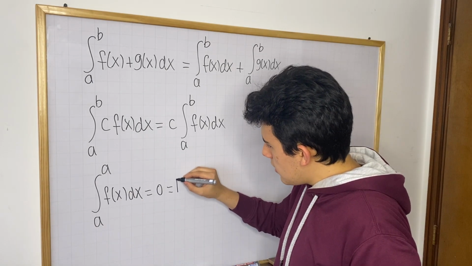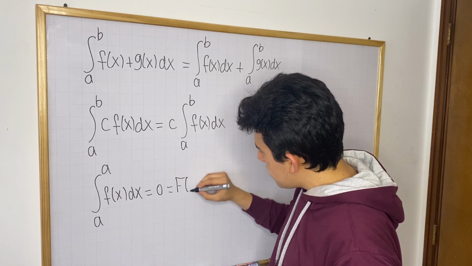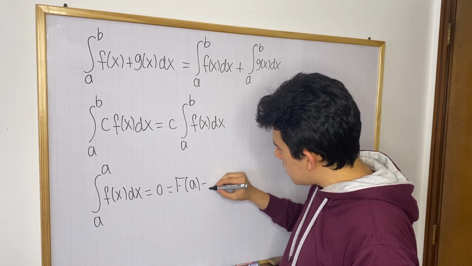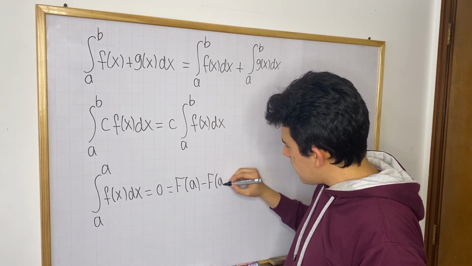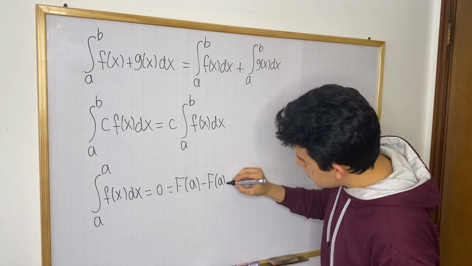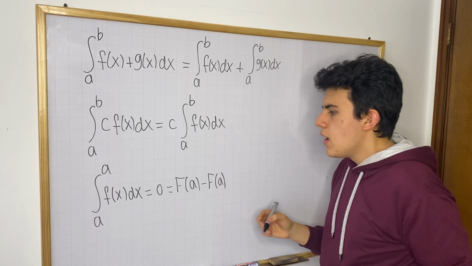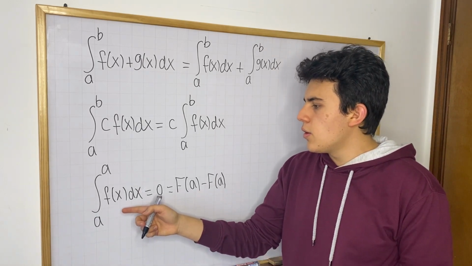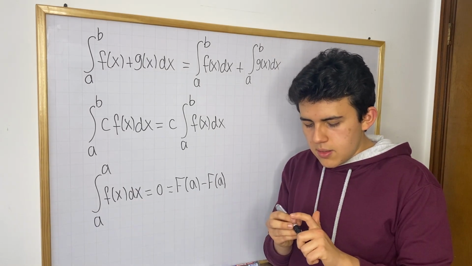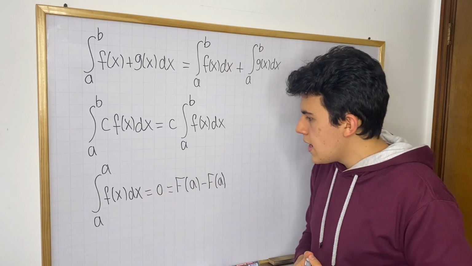Because this is going to be the antiderivative of a small f evaluated at a minus the antiderivative of a small f evaluated at a, okay? So this is just going to give you 0 at the end of the day. Let me fix that, yeah. So this is just going to be 0. This is pretty obvious once you see it written, but it's worth mentioning.